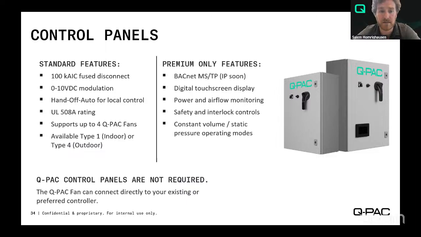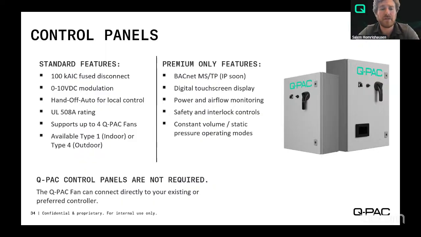You're going to have a constant volume mode and a constant static pressure mode. Constant volume allows you to set a specific CFM, and the product will maintain that with the PID loop that's inside of the PLC in the premium control panel. And then the constant static pressure mode does the same thing, except you're maintaining a static pressure that's based off of a PID loop control inside of the PLC. Those are the main differences.